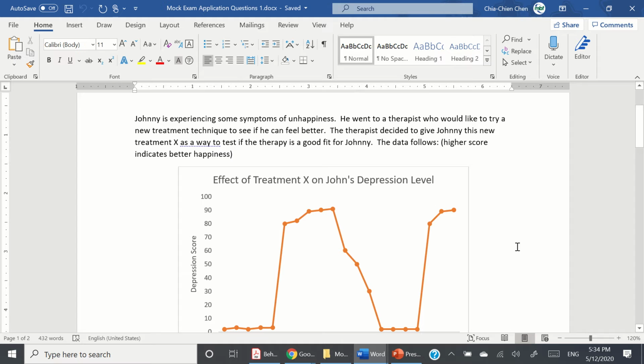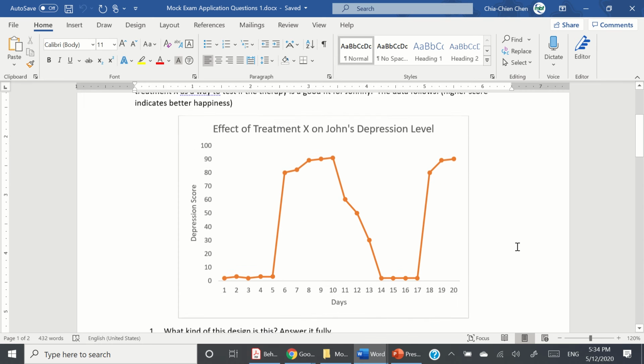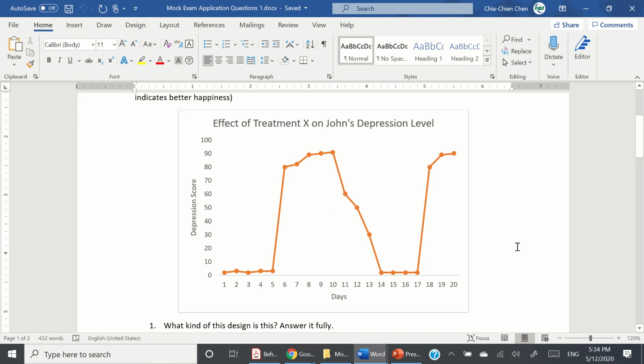Let's go over this. Johnny is experiencing some symptoms of unhappiness. He went to a therapist who would like to try a new treatment technique to see if he can feel better. The therapist decided to give Johnny this new treatment X as a way to test if the therapy is a good fit for Johnny. The data follows. A high score indicates better happiness, meaning higher happiness levels.